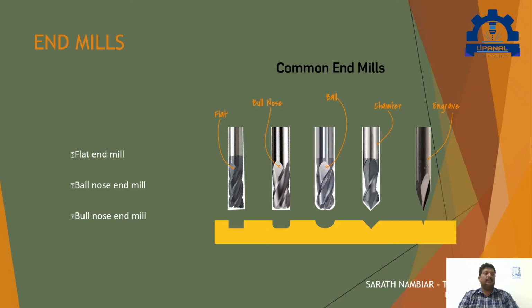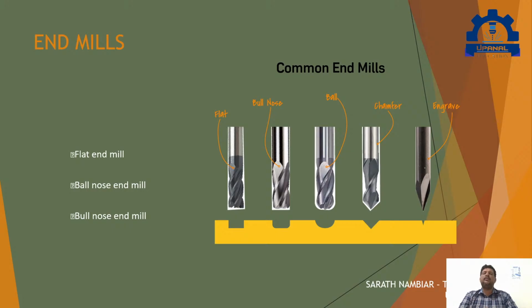Now, first thing, end mills. What are end mills? End mills are nothing but a tool for removing the material. It's a tool that removes the material, which we use in the CNC and also in normal milling machines, conventional milling machines, conventional and non-conventional machines. We use these end mills to remove the material. So these end mills have different types. We have the flat end mill, the bull nose end mill, the ball nose end mill, the chamfer end mill, and we have the engraving tool.